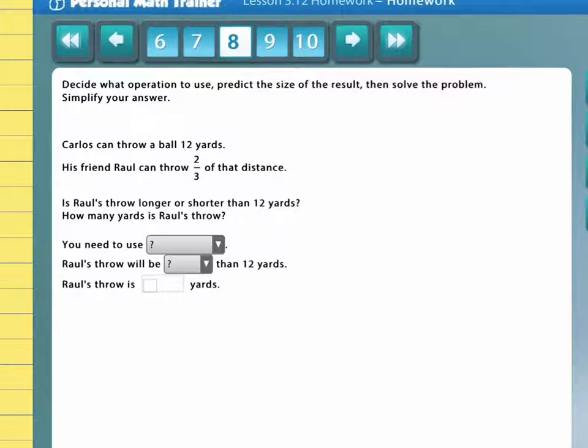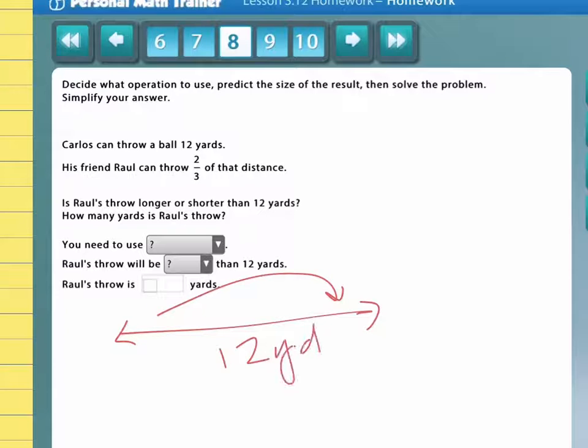So it's asking us to predict what operation we're going to use, then predict the size of the result, and then solve the problem. So if Carlos can throw a ball 12 yards, there's Carlos. He throws the ball 12 yards. First thing I do is draw a picture of the problem to unpack it. Does Raul throw it longer or shorter than 12 yards? Well, he does 2/3 of that distance.